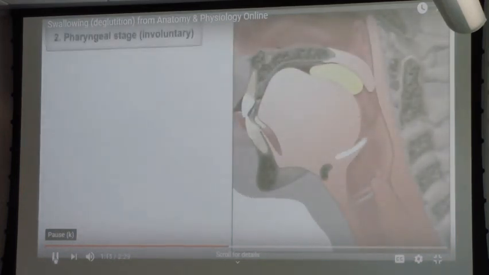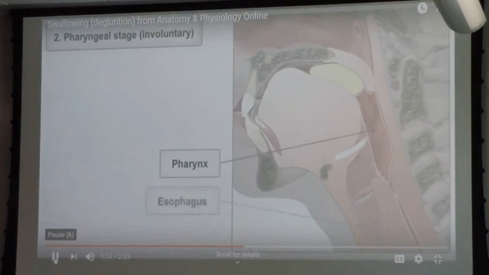Next is the pharyngeal stage, in which involuntary movements push the bolus through the pharynx and into the esophagus.